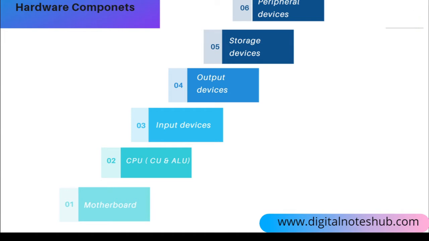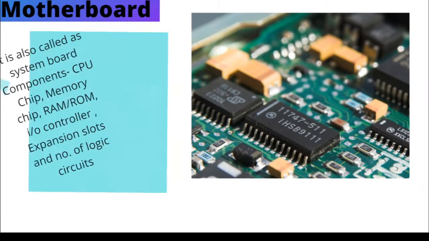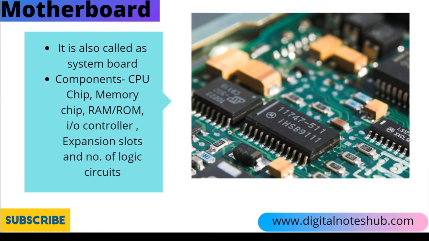Basically, there are six types of hardware components in a computer system. That is motherboard, control unit, input devices, output devices, storage devices, and peripheral devices. Let's briefly discuss the hardware components of a computer system.